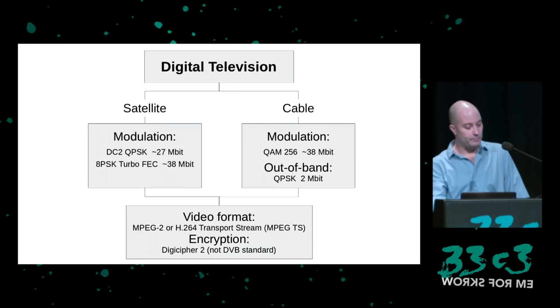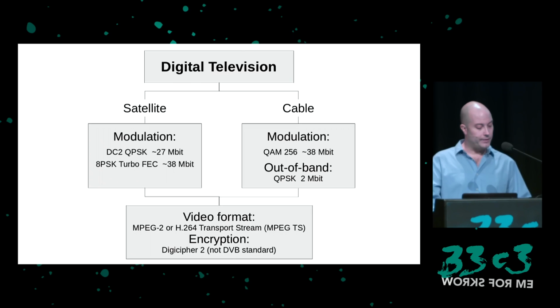There are a variety of signal modulations used. The relevant ones here are QPSK at about 27 megabits and 8PSK TurboFEC at about 38 megabits for satellite, and QAM256 at about 38 megabits for cable. There's also an out-of-band channel used by cable, which is QPSK modulated at 2 megabits. This out-of-band channel carries the subscription management, program guide information, firmware upgrades, etc. And while you change channels and the cable box tunes to different frequencies, this out-of-band channel remains tuned so that the box continuously receives this data no matter what TV channel you are tuned to.